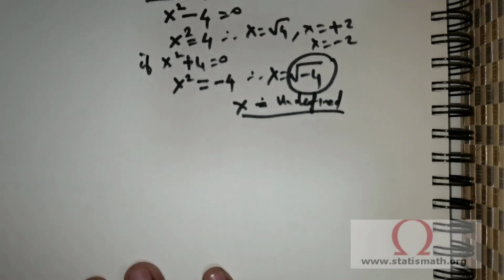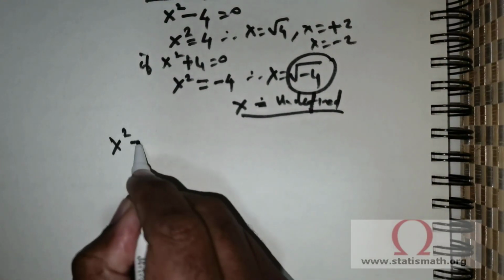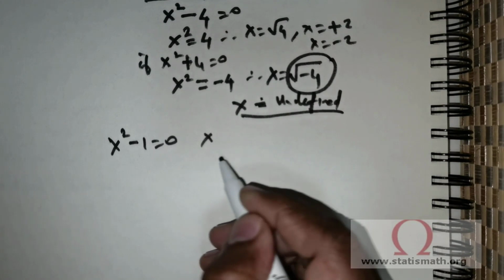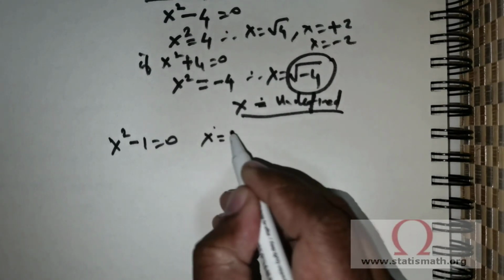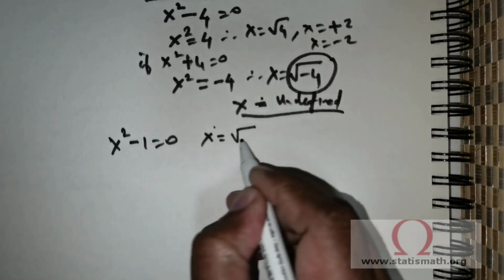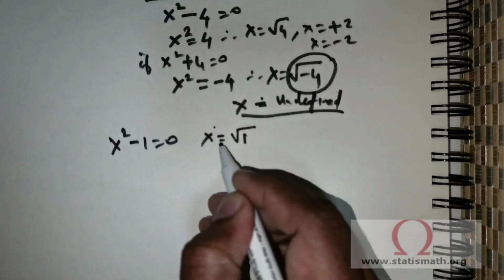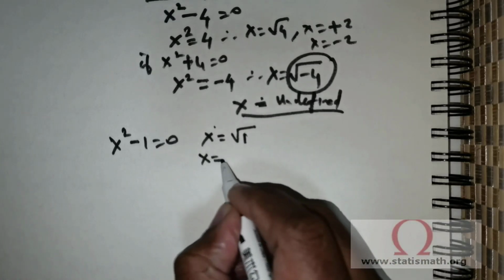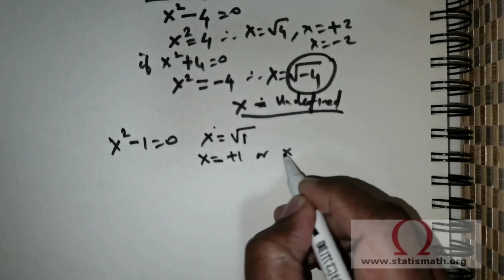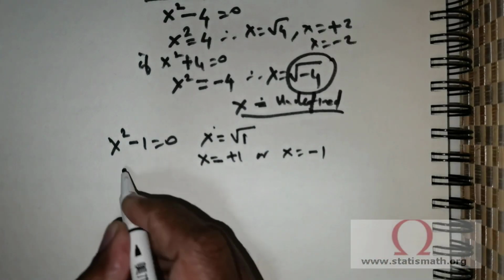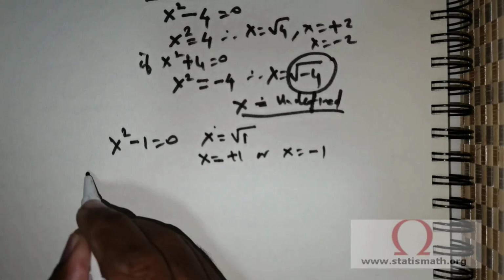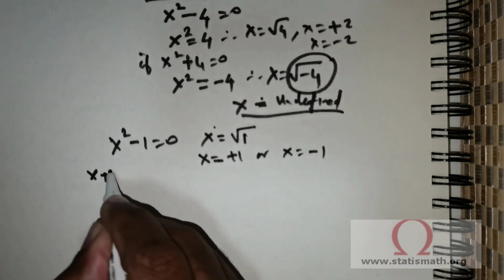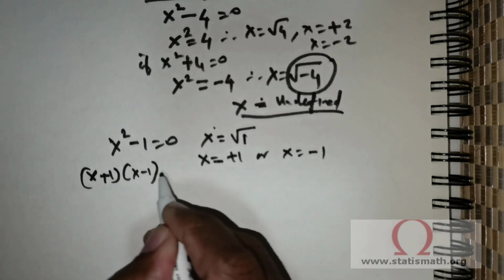Take for example x squared minus 1 is equal to 0. You would have x is equal to root of positive 1, root of 1, right? So, from here, clearly you can have x is equal to plus 1 as a solution, or x is equal to negative 1. So, what does this exactly mean? x squared minus 1, I can rewrite as x plus 1 multiplied by x minus 1 is equal to 0.